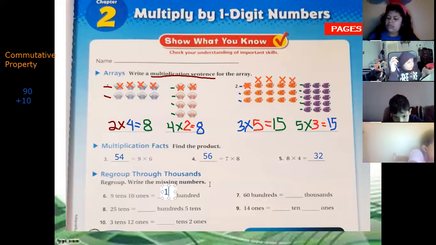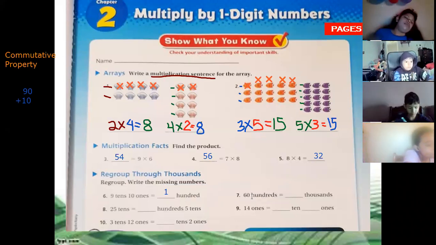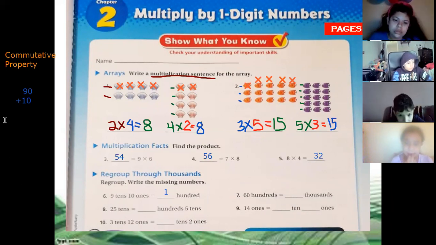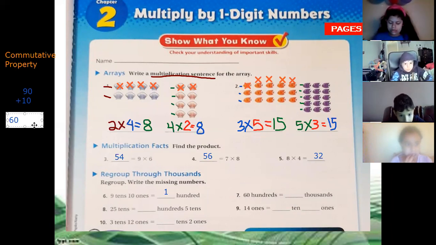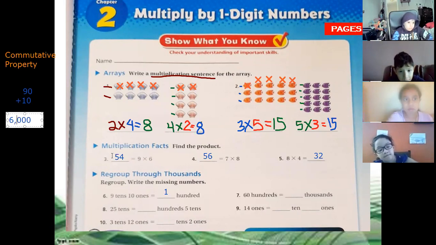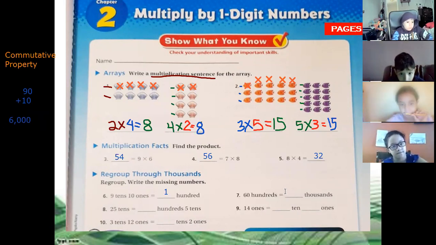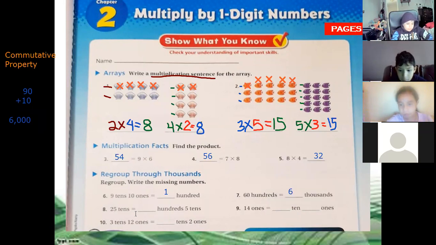100. The next one. Number 7, 60 hundreds. Okay, 60 is the number we have. How many zeros does 100 have? 2. So we need to add 2 more zeros because it is 60 hundreds. So how many thousands do we have? 6,000. Exactly.